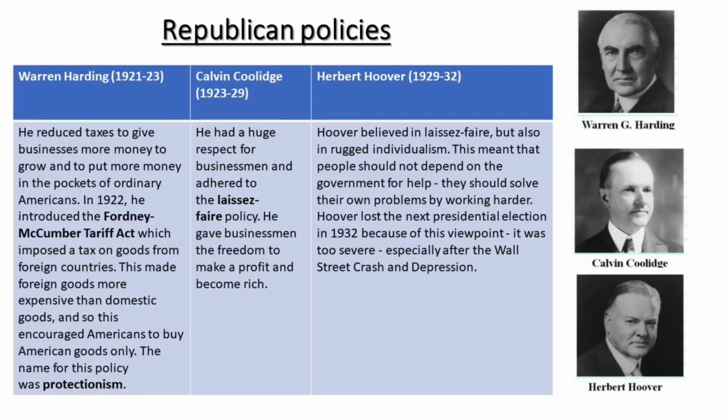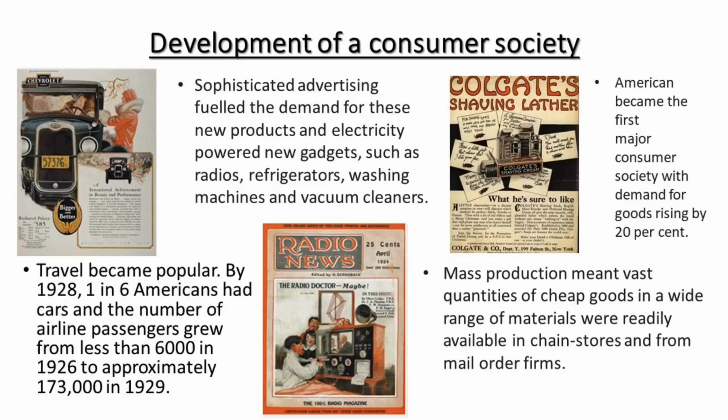Hoover had the belief of rugged individualism. He believed that people should not depend on the government for help. He believed that hard work was the way out of poverty, though this viewpoint lost popularity after the Wall Street crash. In the 1920s, America became the first major consumer society.